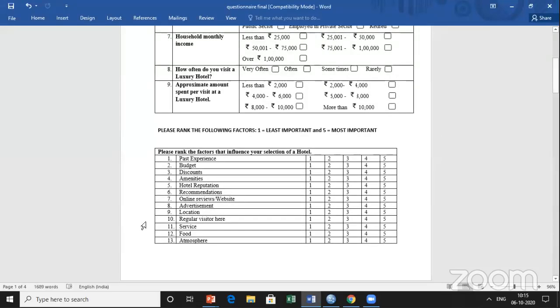But if you go below, to part 2 of this questionnaire, I say, please rank the factors that influence your selection of a hotel, such as past experience, on a 5-point Likert scale. 1 is least important, 5 is most important. This is called ordinal data. After identifying what type of data I use, I can do a proper statistical test for the data collected.